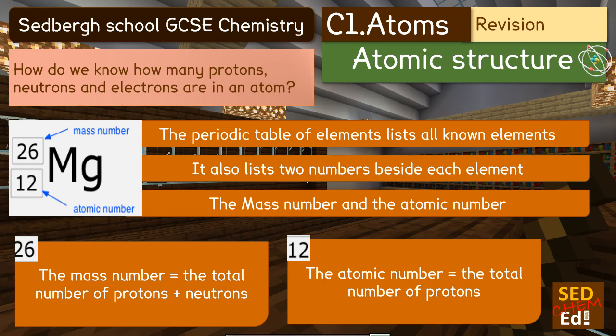Now, sometimes you might be asked to work out the total number of neutrons from an element given that information. Now, if the mass number is the total number of protons plus neutrons, and the atomic number is the total number of protons, then surely all you need to remember to do is to take the atomic number away from the mass number, and whatever's left will be the number of neutrons in your particular atom. Why do we sometimes need to calculate this? Because not every atom of magnesium will contain exactly the same number of neutrons.